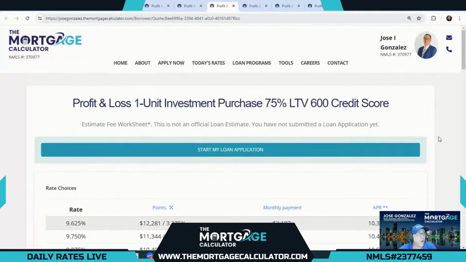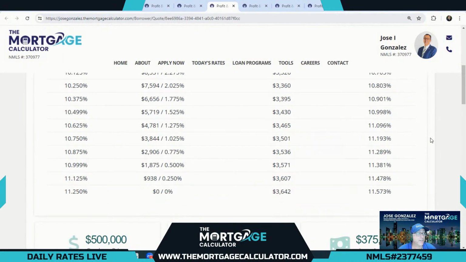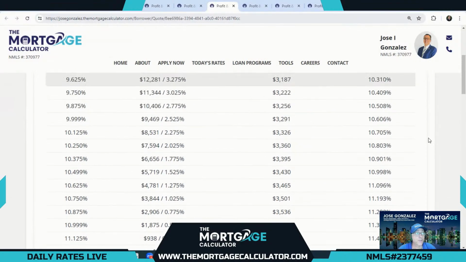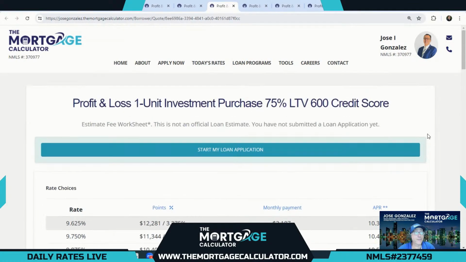So now we have our investment purchase with a 600 credit score. Yes, this is not a typo. 75% LTV again is our maximum LTV for our investment purchase. 75% LTV with a 600 credit score. And 11.25 is our lowest cost option at par, costing 0 points. And you can buy that down all the way to 9.625% at a cost of 3.275 points for our lowest credit score option, 600 credit score, 75% LTV investment purchase.